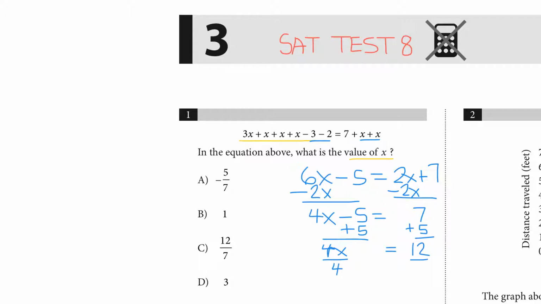So the answer here should be D, x equals 3. X equals 3, so the answer is D for number 1.